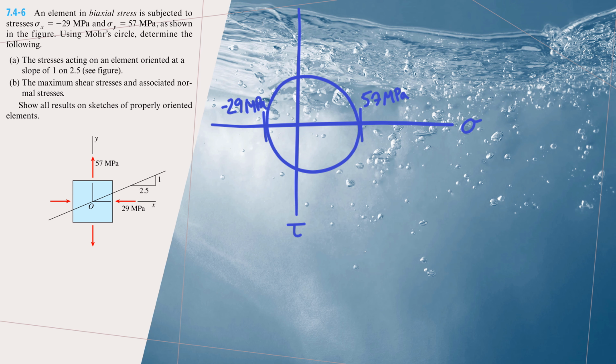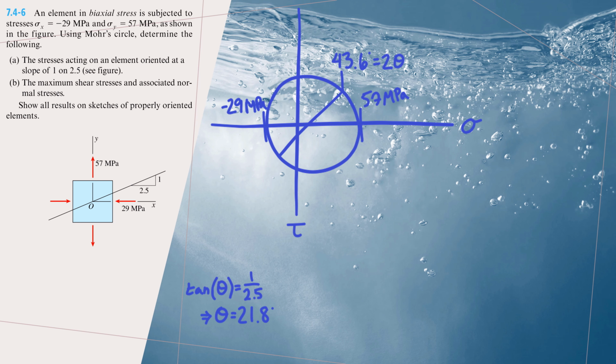Now that we have our circle, we need the stresses at some slope. So we're going to find our angle with our tangent, our rise over run, so 1 over 2.5. And because our Mohr circle is 2 theta, we're going to multiply our 22 degrees by 2 whenever we draw it. So we're going to actually be drawing our angle at the 44 degree mark, around there.